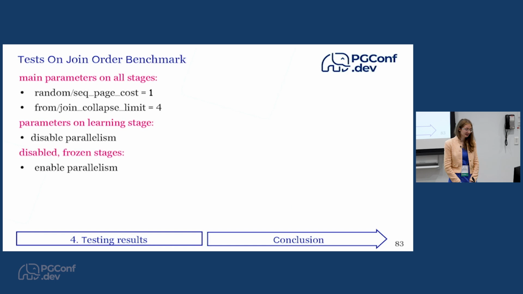And so I set parameters like random and sequence page cost as 1, join collapse limit as 4. And it worked for all stages. And I disabled parallelism during the learning stage, and I enabled it when I compared the execution time between the original version of PostgreSQL and the patched one with the QO.